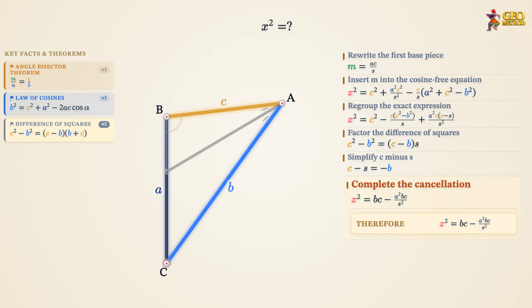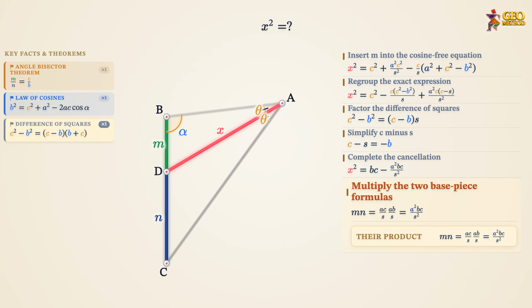The side-only terms collapse to b times c. The remaining term is negative a squared times b times c over s squared. Therefore, x squared equals b times c minus a squared b times c over s squared.